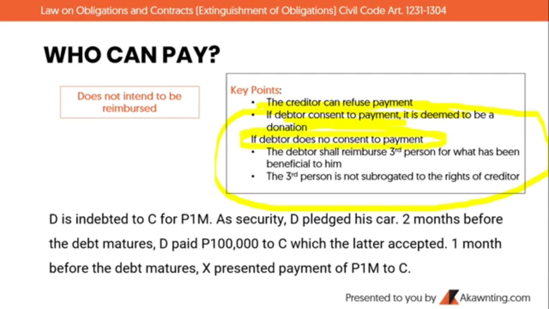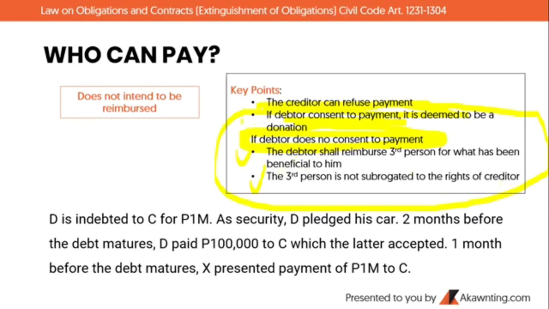Paano kung hate na hate mo yung taong nagbayad sa'yo? Binayaran ka ng utang, pero ma-pride ka, ayaw mo. Hindi kita gustong magbayad ng utang ko. So, if the debtor does not consent to payment, first, the debtor shall reimburse the third person for what has been beneficial to him. So parang ganun din lang sa second scenario, at ganun din sa second bullet point. Actually, magkapares lang yan. The third person is not subrogated to the rights of the creditor.